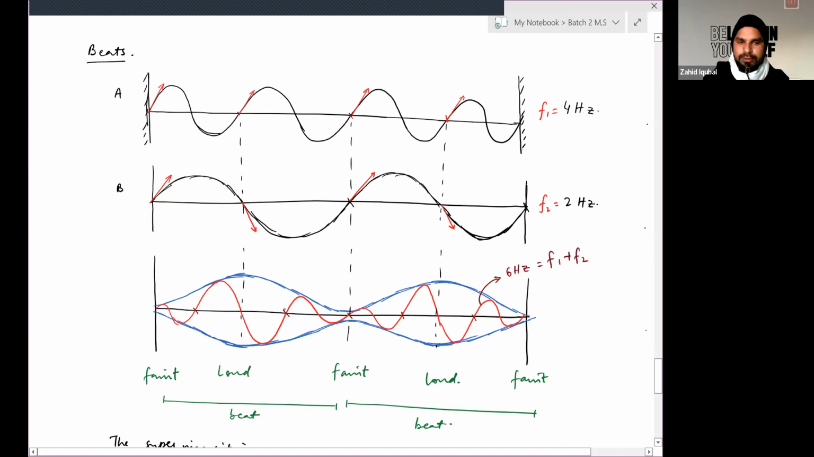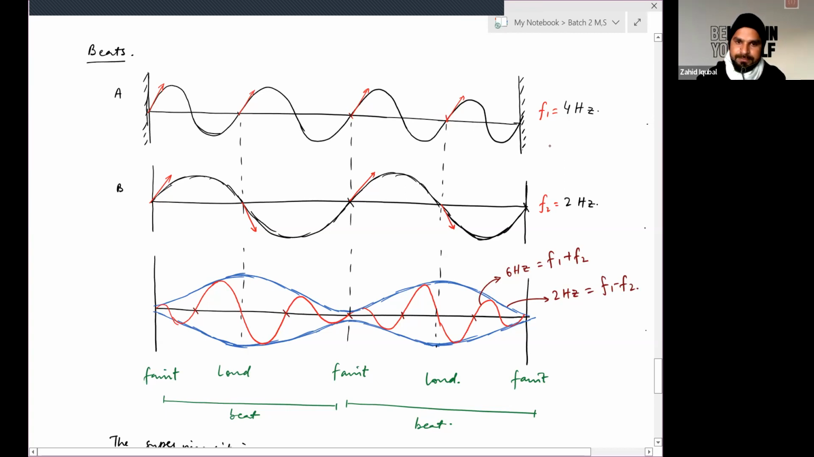Now just count the outermost part, that is the blue one. It starts from this point, moves to this point, one oscillation, and then moves to this point, another oscillation. So it will have 2 hertz, which is nothing but F1 minus F2. So we can say that on overlapping of two waves, we will get two different waves, one having frequency F1 plus F2, and the other having frequency F1 minus F2.